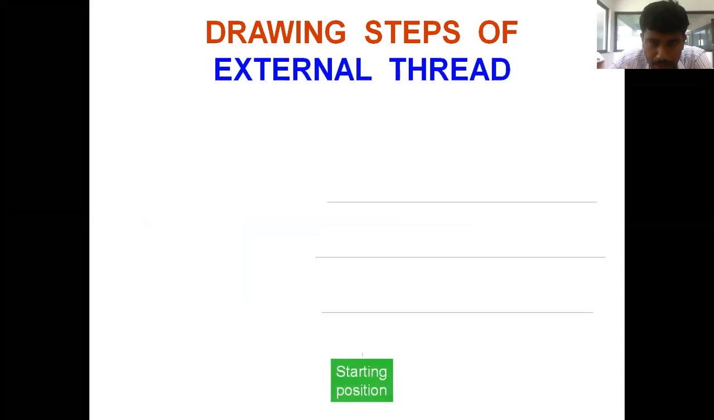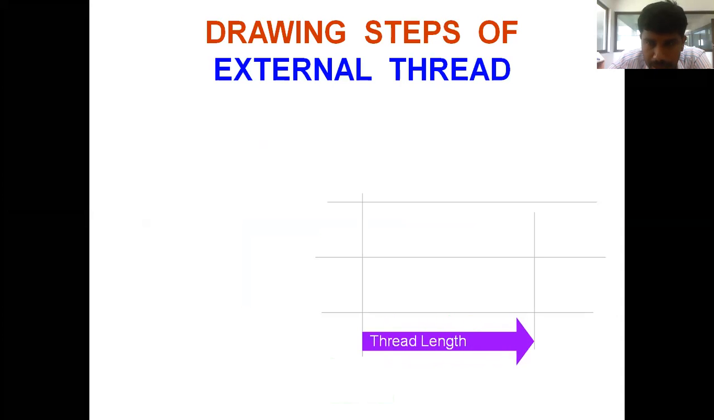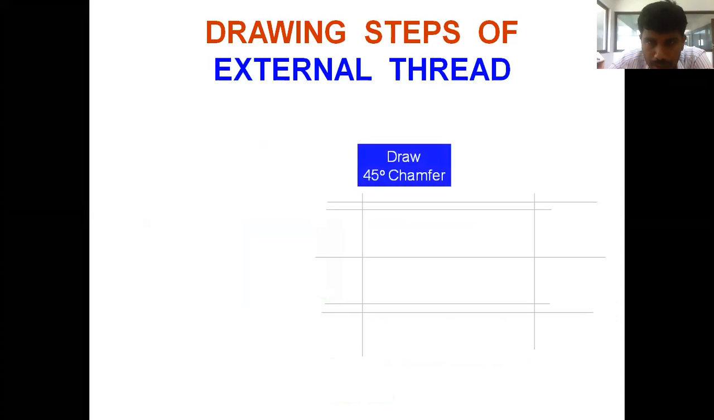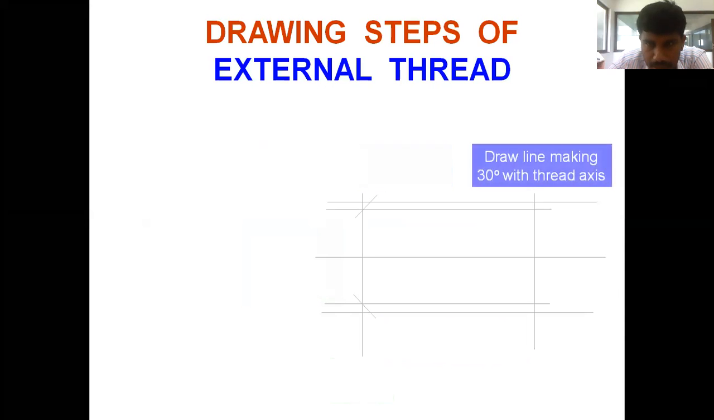Take a starting line, a starting position. From that, mention the thread length, say about 45 mm, 50 mm, whatever the length is. So you have to mention the thread length. Next, you mention the minor diameter. Then draw the 45-degree chamfering on both sides. Next, draw a line making 30 degrees with the thread axis.